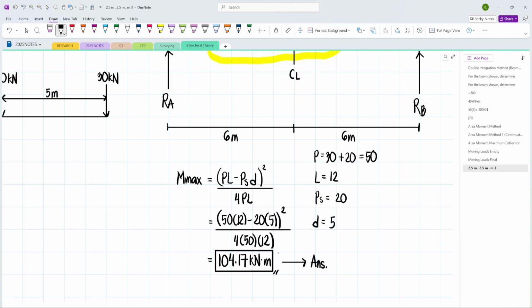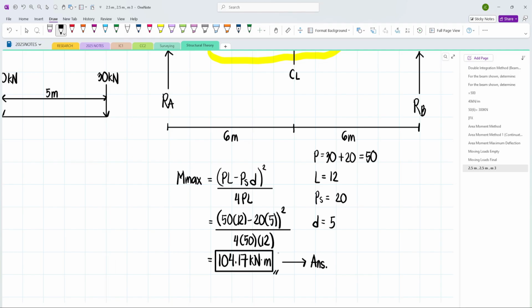Ayan. Now, let me clarify lang. We were able to apply this formula since we wanted the maximum moment under the 30 kN load. Once we have reduced the problem into a 2 moving loads problem, yung 30 kasi yung mas malaki na load. So, that's why we could apply the general formula. But what if magkabaliktad yung 20 saka 30? Then, you cannot apply the formula.